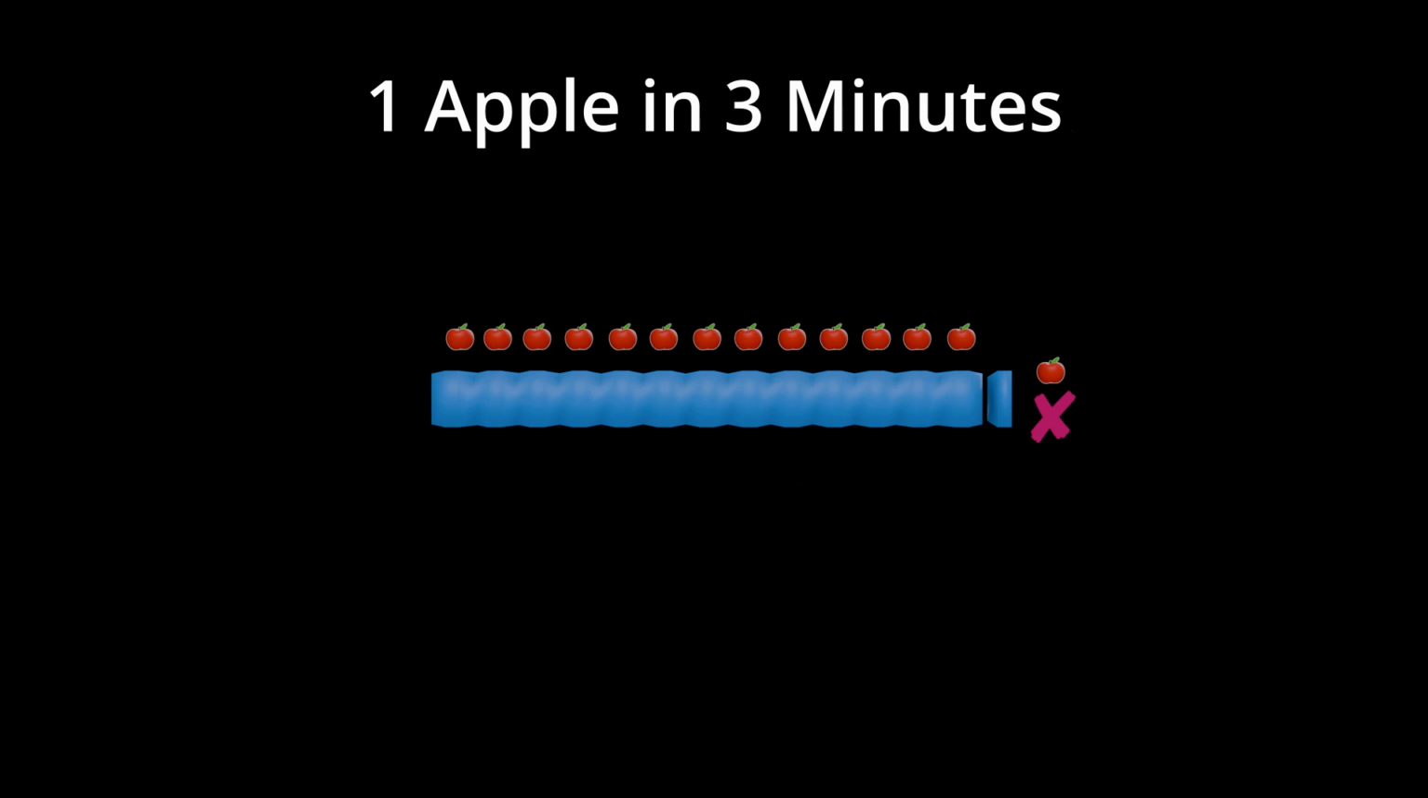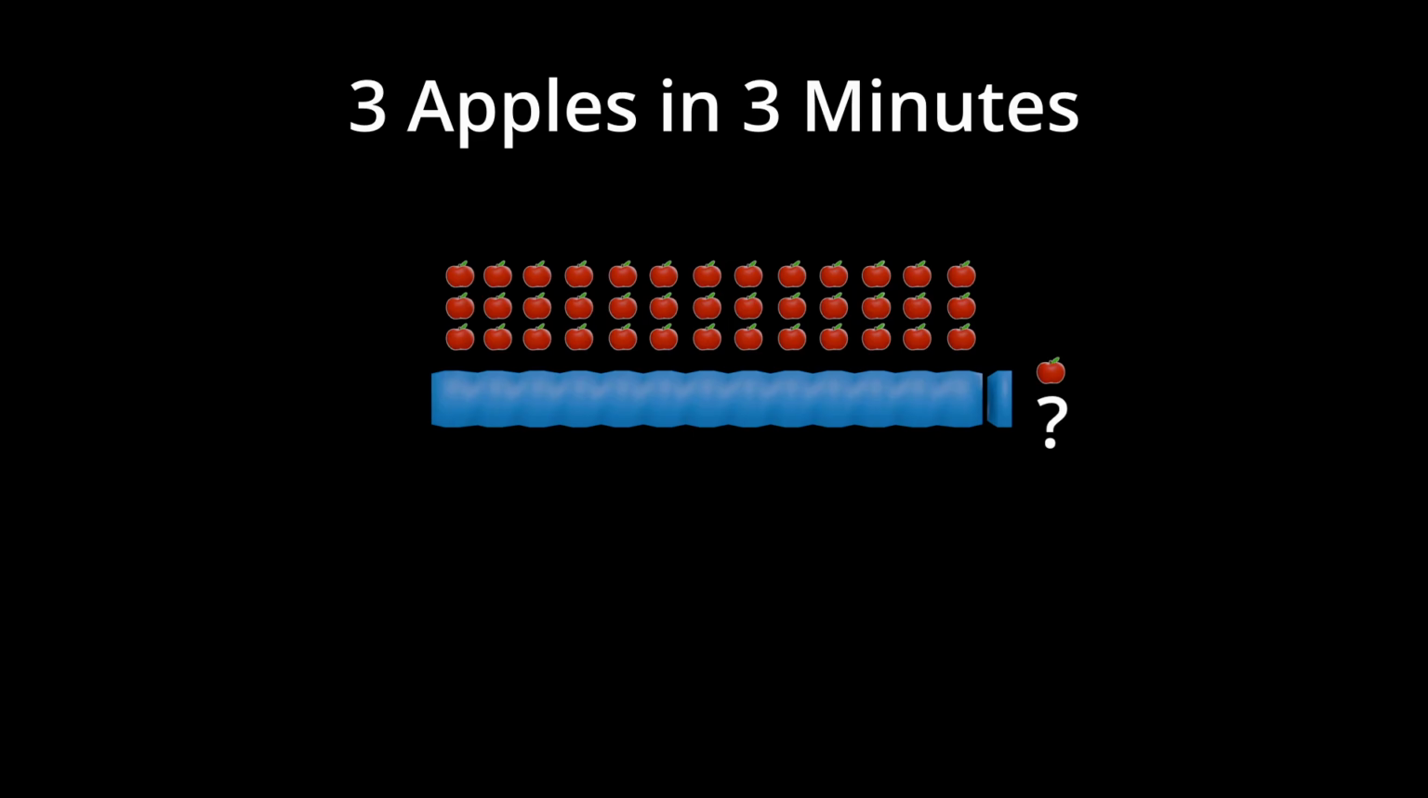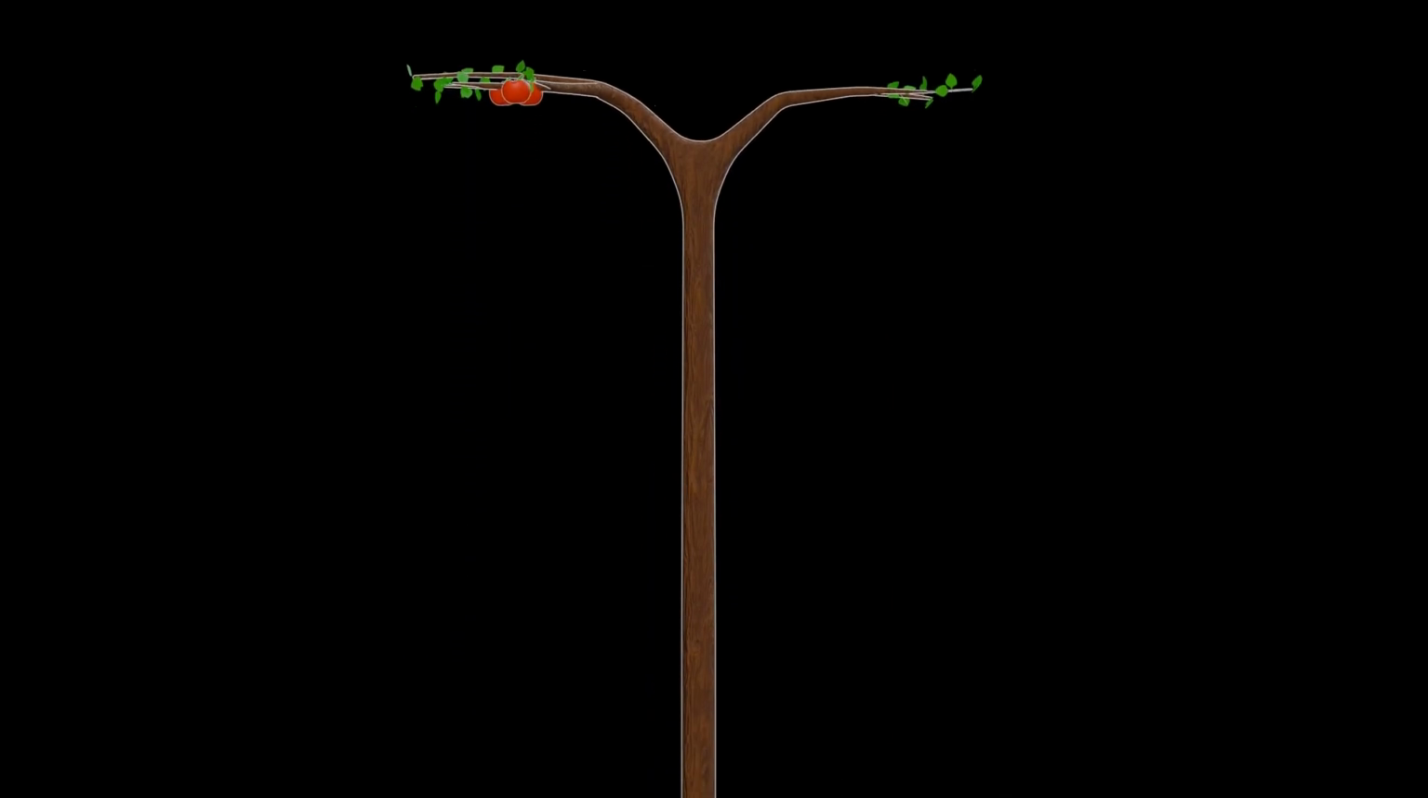But what if I gathered 3 apples every 3 minutes? It really feels like if I gather 3 apples in 3 minutes, I should be able to gather 1 apple in 1 minute. But that's not necessarily true, is it? Imagine if I had a really tall tree that took me 10 minutes to climb and had 3 apples at the top all right next to each other.